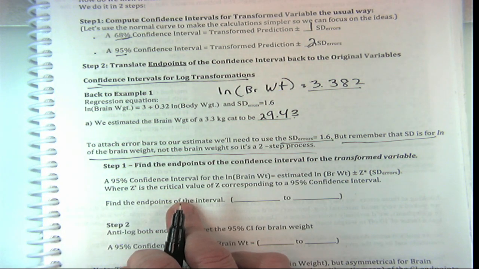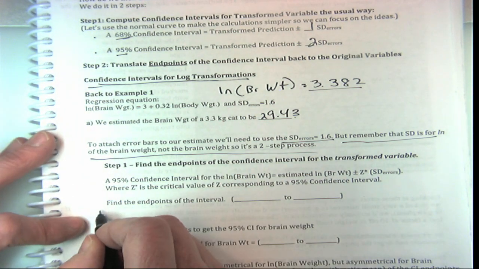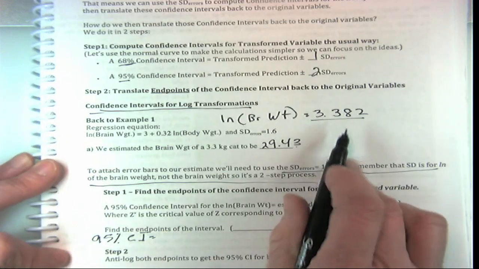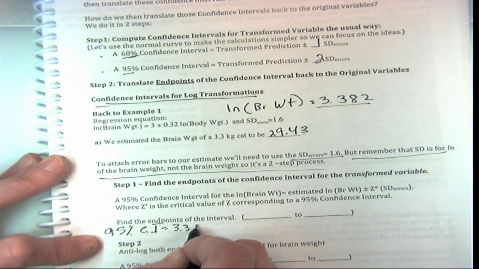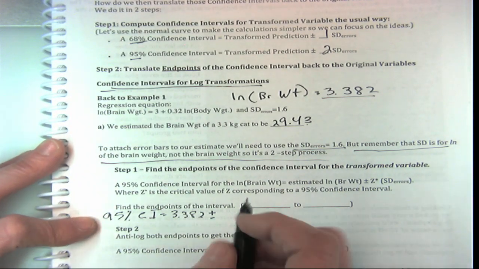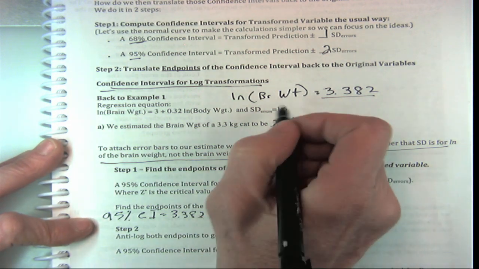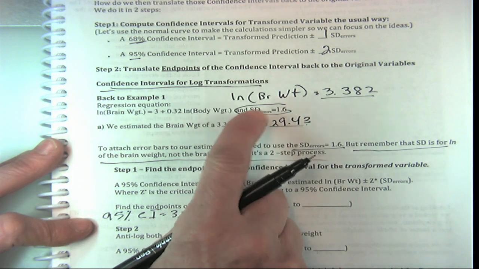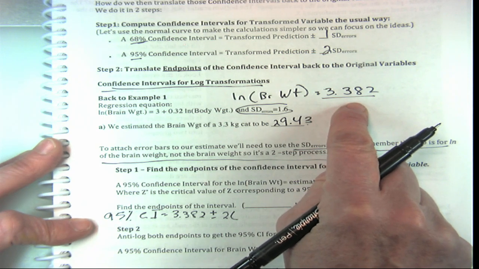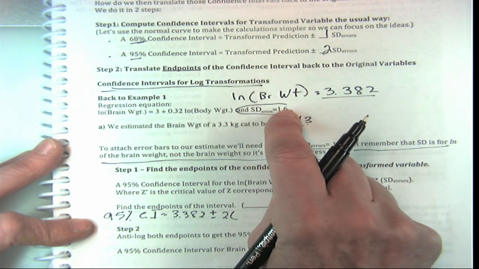All right? So first, a 95% confidence interval, our usual way, is going to be our prediction, 3.382, plus or minus what? Can we just use 2 instead of 1.96? We're going to use 2 times this. Those are our errors around the log prediction. If we plus and minus one of those, we have a 68% confidence interval. Two of those will be 95%, so we want 2 of those, okay?